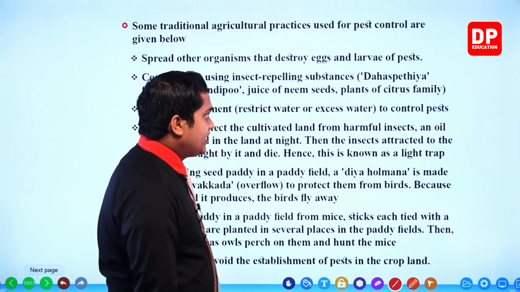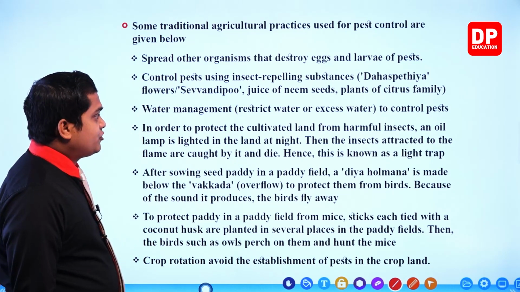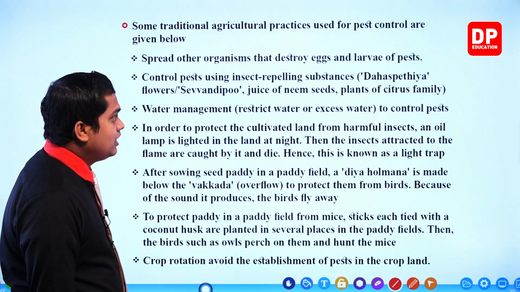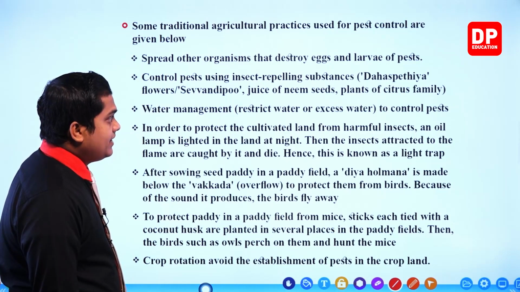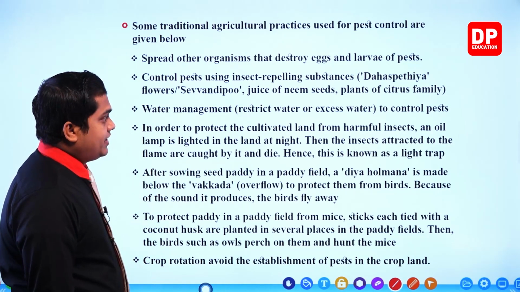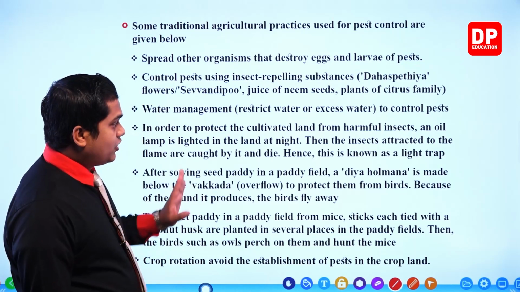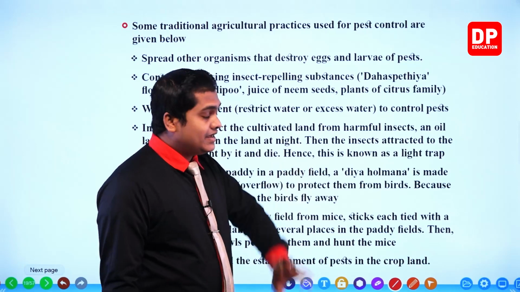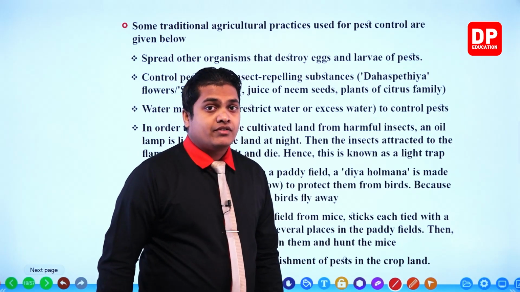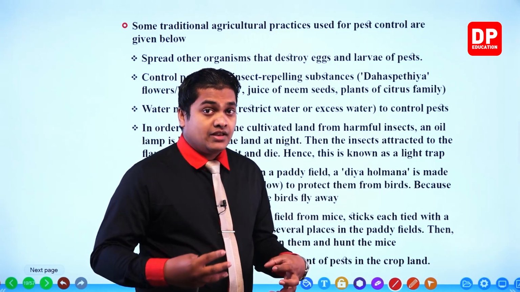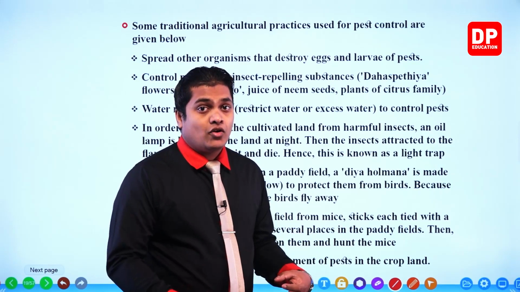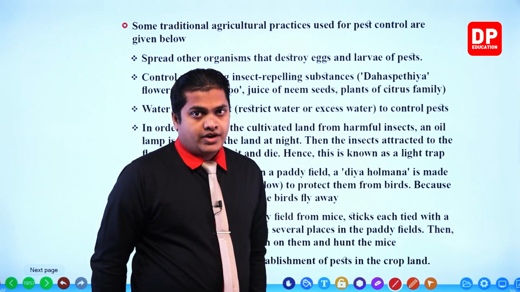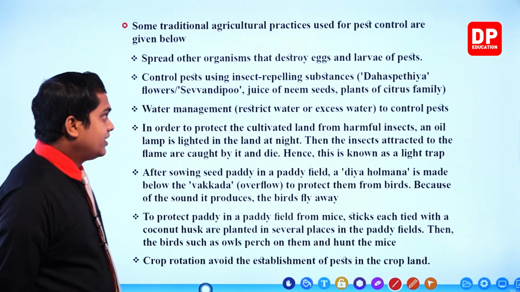Next one, water management. Restrict water or use excess water to control pests. So we can do water management, my dear children. That means we either reduce water so that they dry out and die from lack of water, or we increase water so that they drown and die, right? Water management. Then the next one.